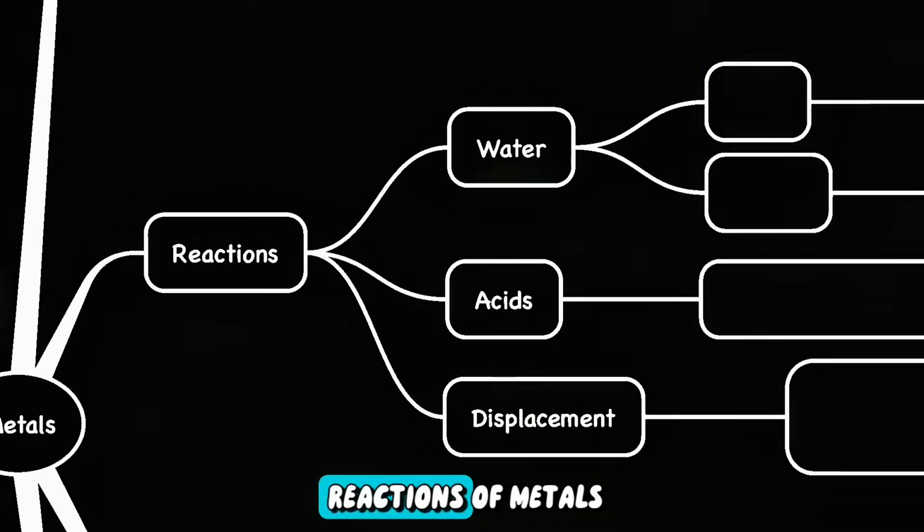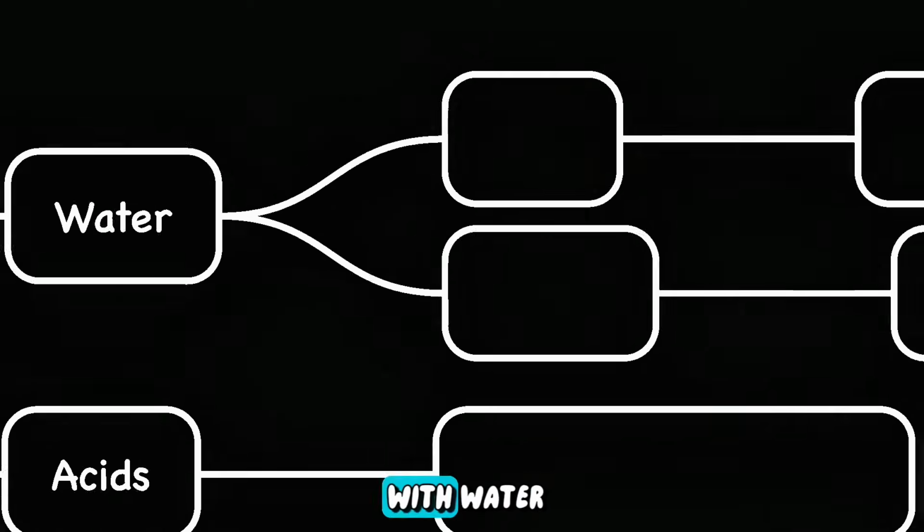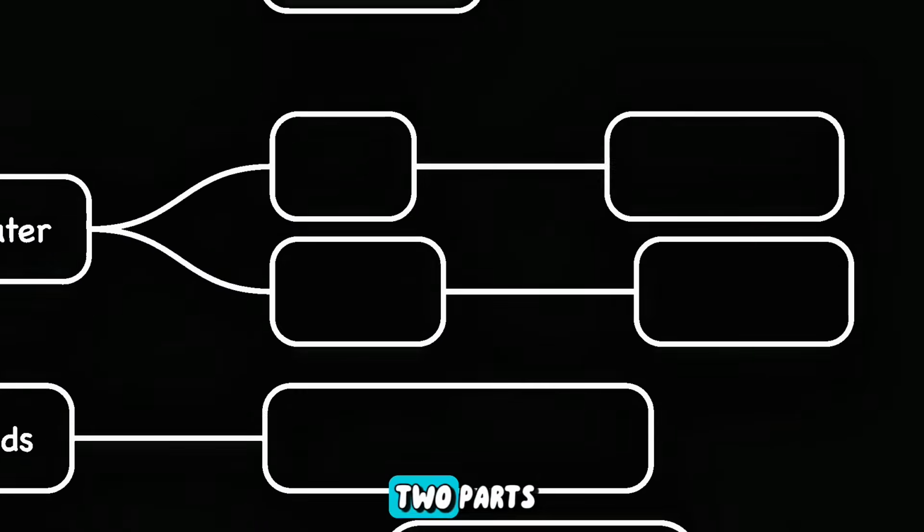Next, we'll talk about reactions of metals. There are three main types of reactions. First is a reaction with water. Here we're going to divide the reactions into two parts.